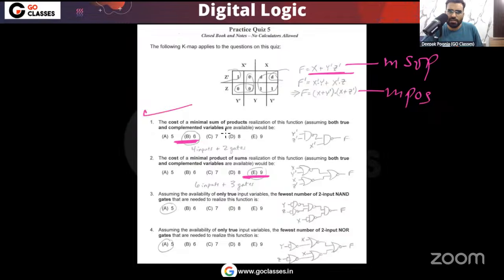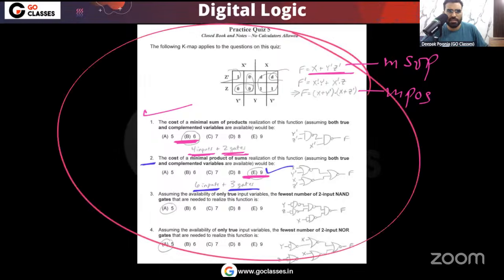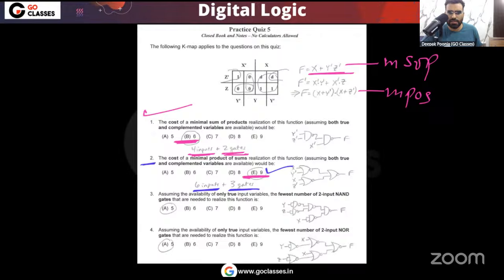Then you can see the cost of minimal SOP realization. That is, you can see here 4 gate inputs and 2 logic gates, so the answer is 6 for the first part. And you can easily notice the second part. The cost of minimal POS realization is 6 gate inputs and 3 logic gates, so the answer is basically option E. I hope you understood. So this is the official answer given by Purdue University.